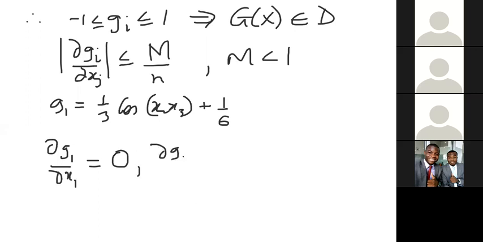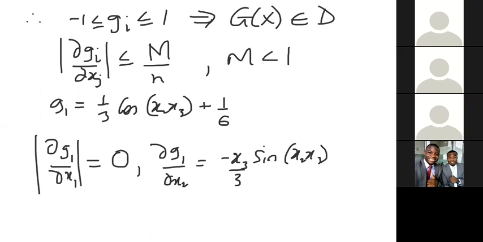Then partial of g1 with respect to x2, what will I be able to get? There will be a negative of x3 sin(x2 x3) divided by 3, right? Is that okay, ladies and gentlemen? So that's what we're going to get. I'll be taking absolute values of these. Of course, this one will be equal to 0. Then I'll take the absolute value of that. And taking the absolute value of this will just be equal to what?